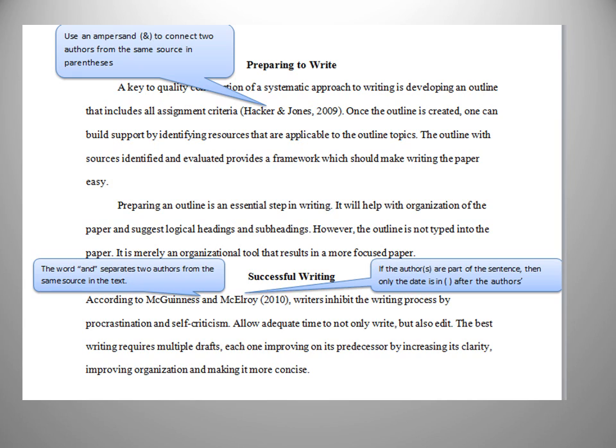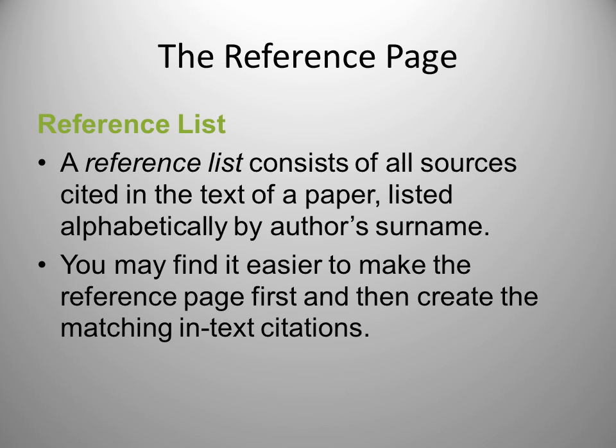The second one is built into the body of the sentence itself, and therefore we use the word and, we put the date in parentheses, and that just flows better as well. If you read it according to McInnes and McElroy, 2010, comma, and then go on with the sentence, it just makes sense that it's in that format. So keep in mind there are two formats for your in-text citations.